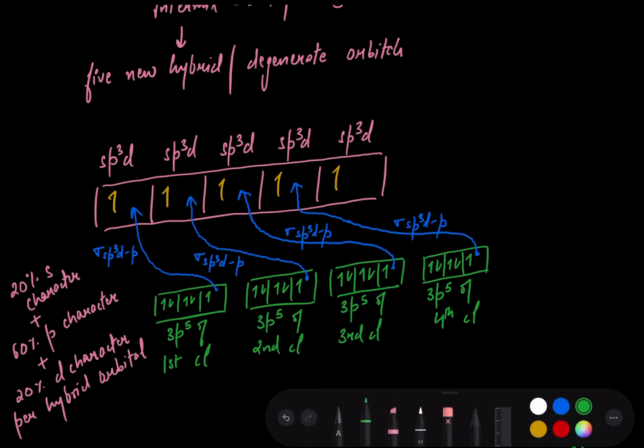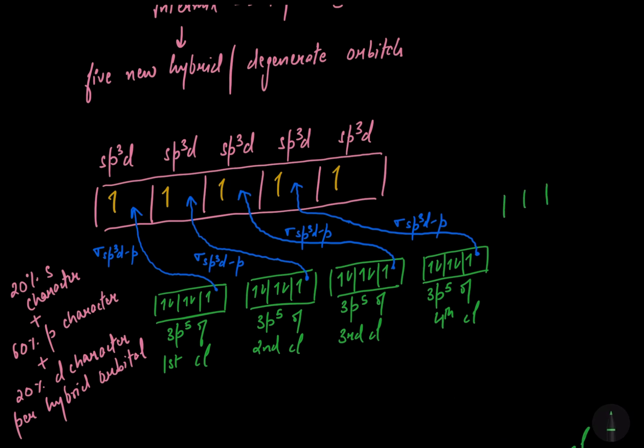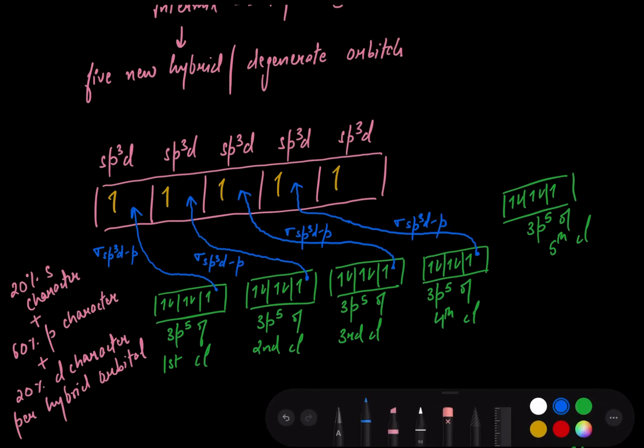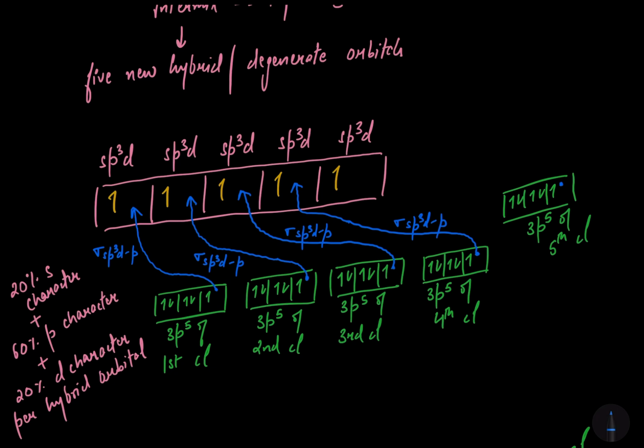Now let's talk about the last chlorine atom, the fifth one. This is the 3p of the fifth chlorine. Here also the 3p has 5 electrons: the first, second, third, fourth, and the fifth. Here we again have one atomic orbital with one electron, which is going to have head-on overlap with the sp3d hybrid orbital of phosphorus for the formation of the sigma bond, and that sigma bond will be sigma sp3d-p.